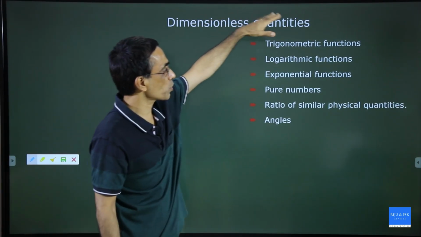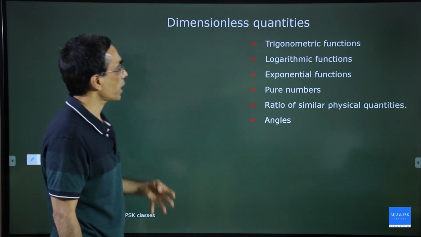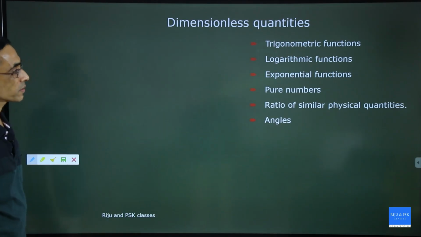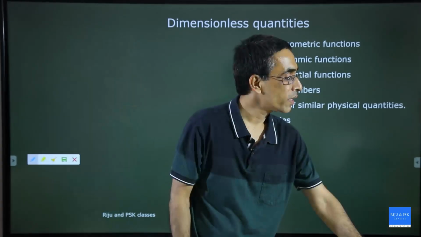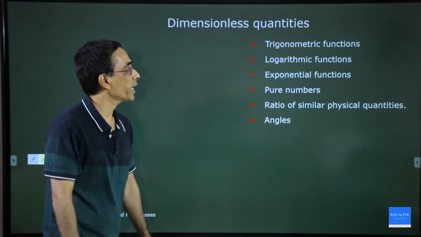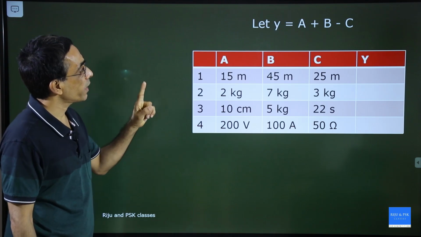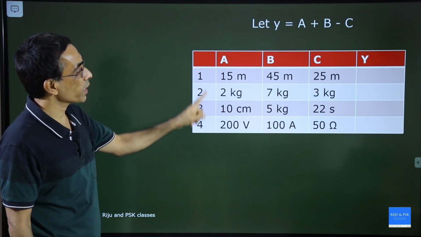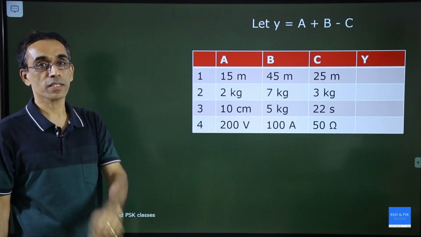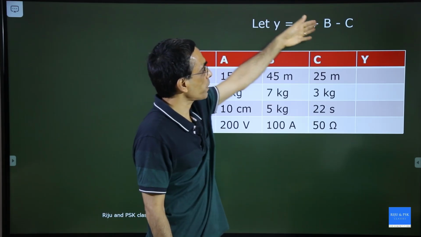Examples of dimensionless quantities. You should be able to name all these 6 categories. Okay. Now comes the highlight of the day. The highlight of the day is: let y equal to a plus b minus c. Let y equal to a plus b minus c.